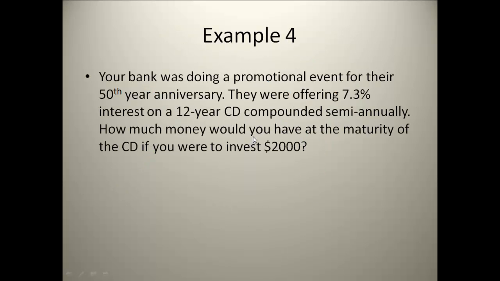So here's our last example. It says your bank was doing a promotional event for their 50th year anniversary. They were offering 7.3% interest on a 12-year CD compounded semi-annually. How much money would you have at the maturity of the CD if you were to invest $2,000? Now when it says at the maturity of the CD, that means at the end of this 12 years.